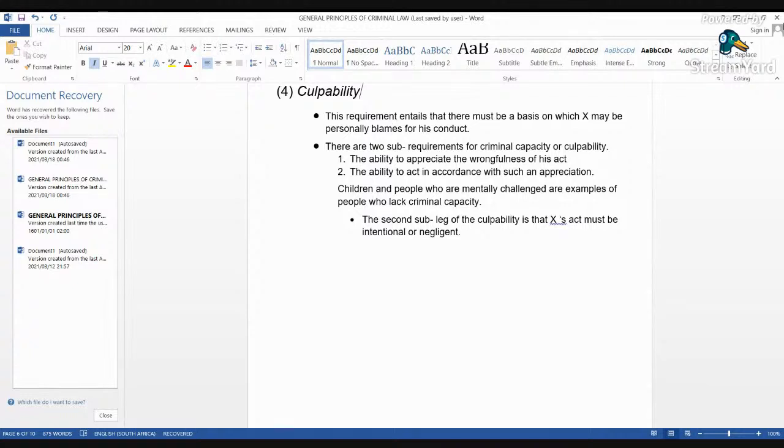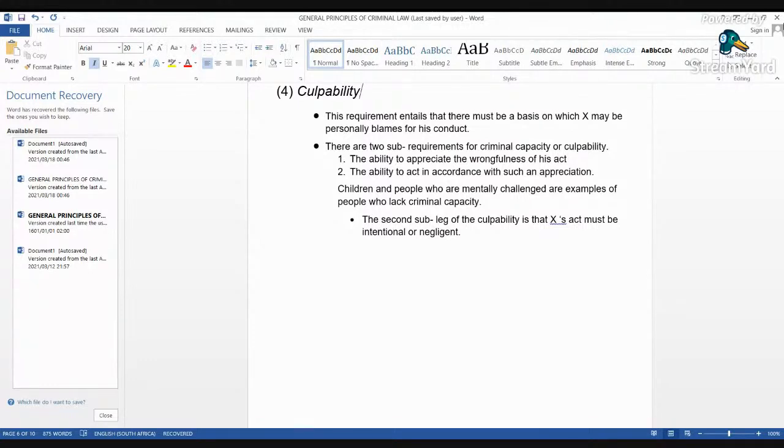So it's okay that someone has an appreciation and acts according to such appreciation. The second sub-leg now is that X must have acted intentionally or negligently. When we say intentional, we mean that X actually intended to do what he did. If I take my car and I intentionally drive over someone, that is what I do. I have really set it in my mind that this is what I'm going to do, and there you have acted intentionally. You actually had the intention to do it.